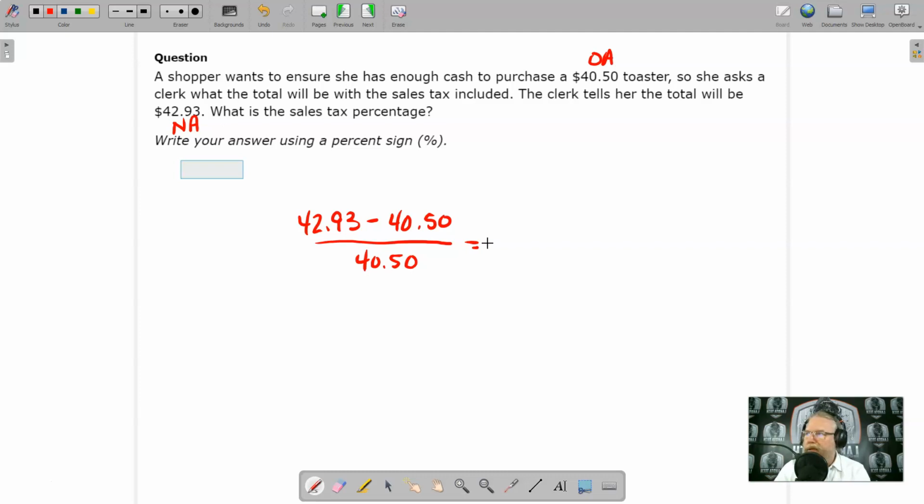So $42.93 minus $40.50 is going to be $2.43. Now we're going to bring over our denominator, which was our original amount, $40.50. Now we're going to divide the $2.43 by $40.50. So $2.43 divided by 40.5 is going to give me a value of 0.06. Let's move that decimal over two places and get 6. Throw our percent sign on the end. The sales tax is indeed 6%.